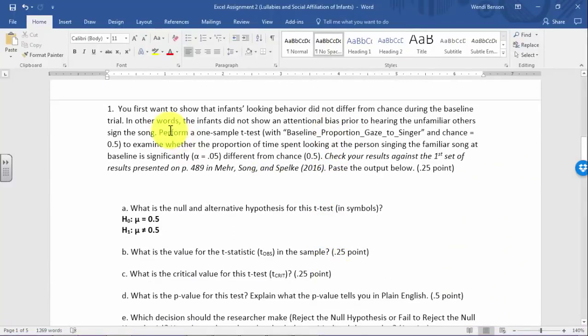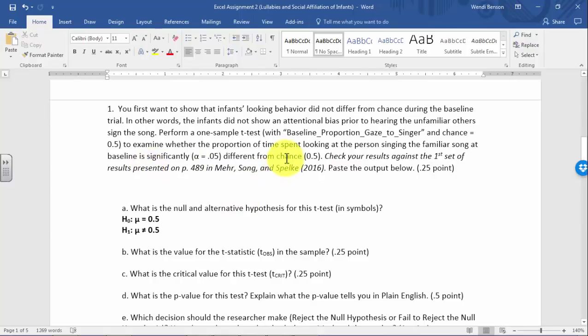First, we want to show that the infant's looking behavior did not differ from chance during the baseline trial. So we want to make sure that before they saw any of the women sing any songs, there was no attentional bias prior to hearing the unfamiliar others. So we're going to do a one sample t-test where we're going to look at the baseline proportion of the gaze to the singer, the eventual singer of the lullaby that they are familiar with, and we're going to compare that to chance, which is just 50% or 0.5, to see if they spent more time looking at the person singing the familiar song at baseline compared to chance.